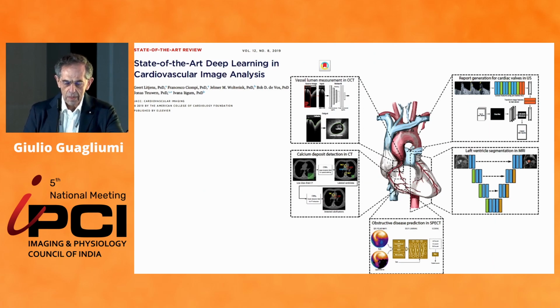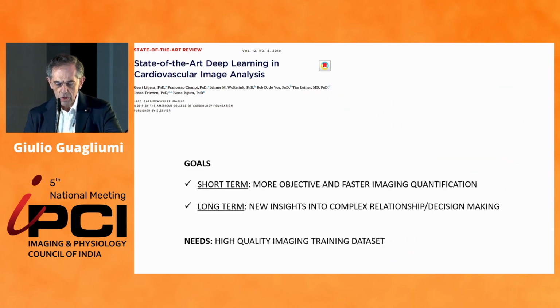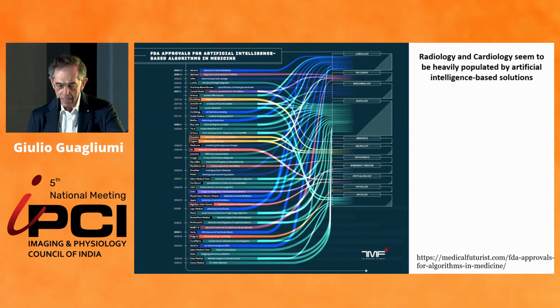What is deep learning in cardiovascular imaging going to bring? Number one, it is going to impact all types of images. Not only the cath lab, it is going to impact CT, maybe left ventricular function, echo, with two essential goals. The first one is short term: we want to provide a more objective and faster imaging quantification, so saving time. The second one is long term: new insight into the complex relationship with decision making. For doing this, we need very high quality images.